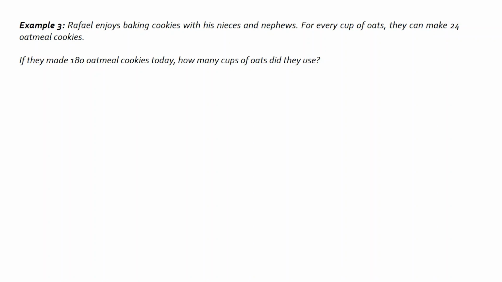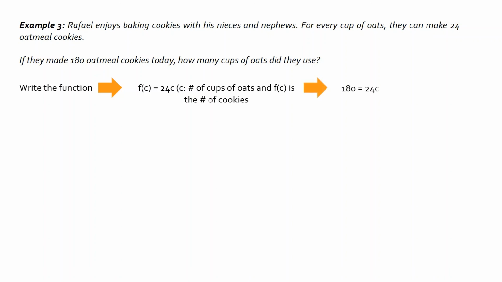So let's go ahead and write our function. Our function in this case would be the function of c, or f(c) = 24c. Now, the c would stand for the number of cups of oats, and f(c) is the number of cookies. So if we were to plug in our information, we know that f(c) is the number of cookies, so we plug in 180 into its place. So we have 180 = 24 times c. C, of course, being the number of cups.